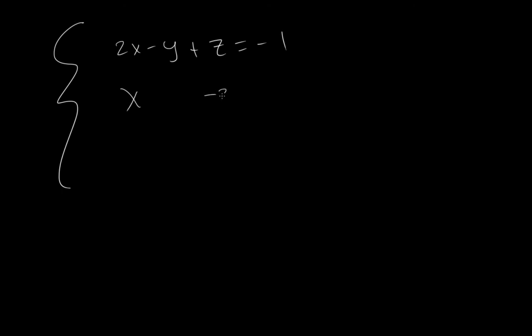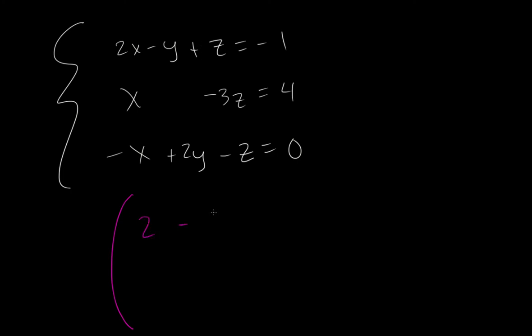Now, the next part just says, write down the augmented matrix for the system of linear equations. They give us 2x minus y plus z equals -1, x minus 3z equals 4, and -x plus 2y minus z is equal to 0. All we need to do is write the coefficients in a matrix. So we're going to go 2, -1, 1.